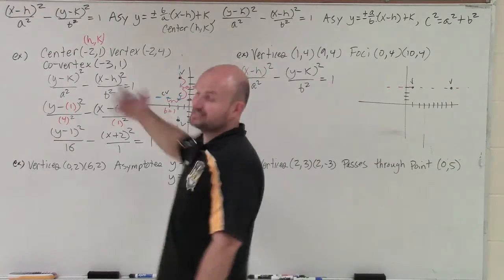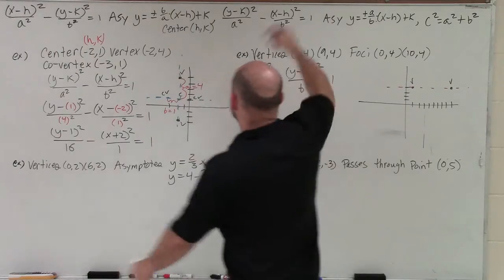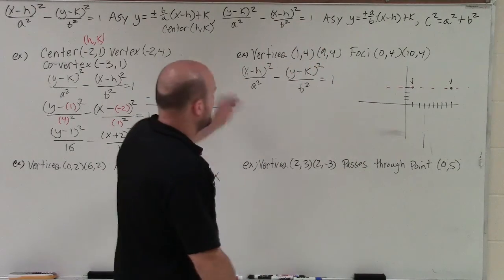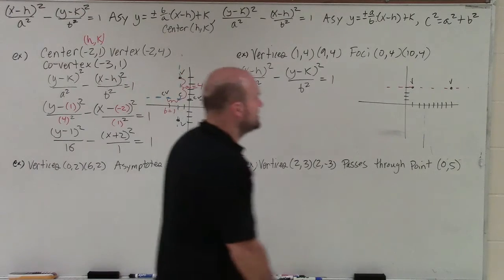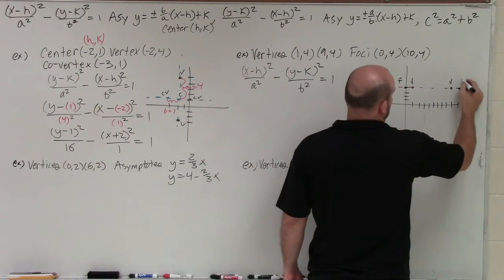And again, remember, this is the equation for a horizontal major axis because your a is under the x. This is the equation for the vertical major axis because your a is under the y. OK, and then let's plot the foci, which is at 0, 4 and 10, 4.